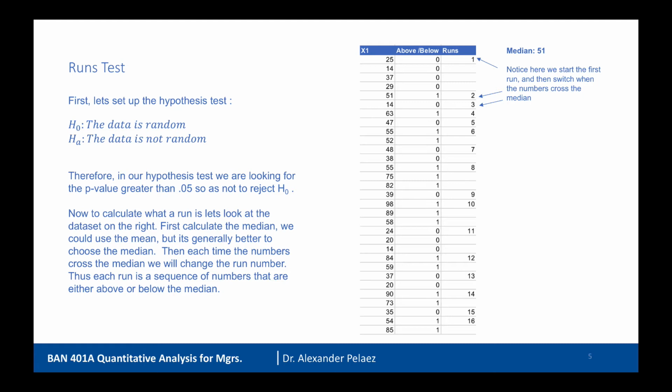So you can see here we have 25, that's our first run starting. 14, 37, 29 are all below. Then we hit the median, so we'll consider that crossing, and we'll move that to the next run. Then we come below the median, and so we'll consider that a new run. And then you can see each time 63, 47, 55, we are crossing the median again, and so we'll attribute it to the next run. We calculate all those, and we end up now here with 16 runs.